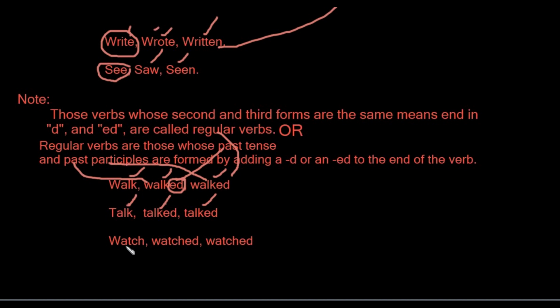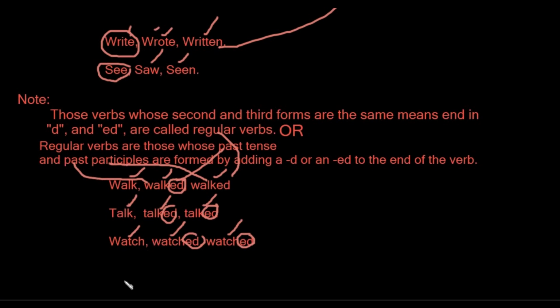So the third word we have is watch. If you want to make the second form of this verb, it will be watched, and the third form will be watched, so they are the same. The second and third form will be the same, and we will put ed at the end of this verb, and that's how they are called regular verbs. I hope it is clear.